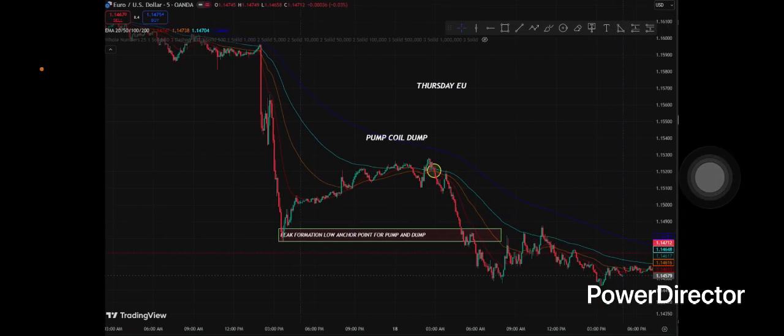Now, here, the euro US dollar on Thursday, we have the pump, coil, and dump. Now here, I want to sort of talk to you about a little something different. This, for me, really helped me to simplify my trading process, okay, me personally. And this is not from Stacy. It's just something that through Stacy, I've been able to sort of put together on my own, okay?